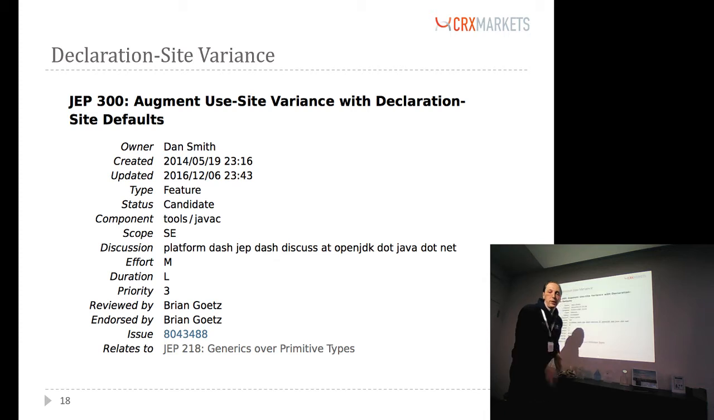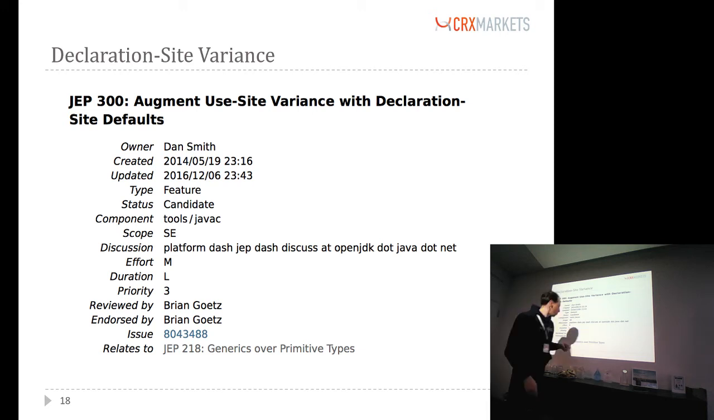Will we see something like this in Java anytime soon? Well, there is a JEP, or so-called Java Enhancement Proposal. This is a sort of like JSR, but for the developers of JDK. This is called Augment Use Site Variance with Declaration Site Defaults. So this basically means that we could describe the collection with these in and out params, and we won't have to specify it in every place where we use this collection. And that would be pretty cool. But there's not even an assigned version of JDK yet, so we don't know when it's coming, even if it's coming.